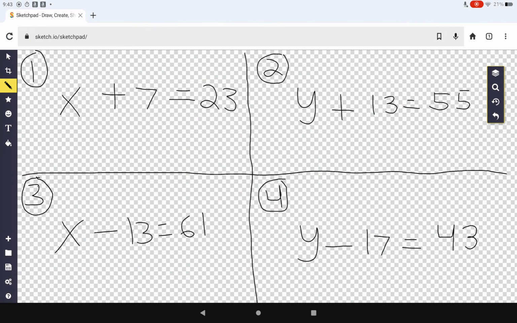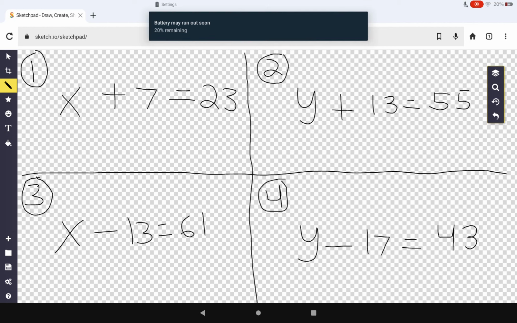Guys, so today I'll be showing you how to solve algebra equations with x and y. The first two are going to be addition and the last two are going to be subtraction. So let's go ahead and start. The first problem we have is x plus 7 equals 23.